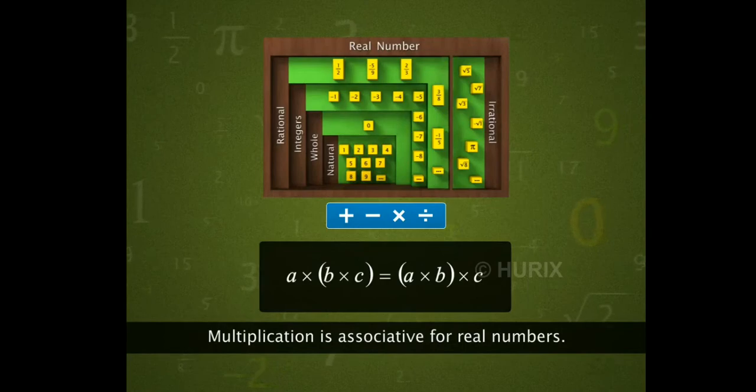Therefore, for any three real numbers a, b, and c, (a × b) × c is equal to a × (b × c). Hence, multiplication is associative for real numbers.